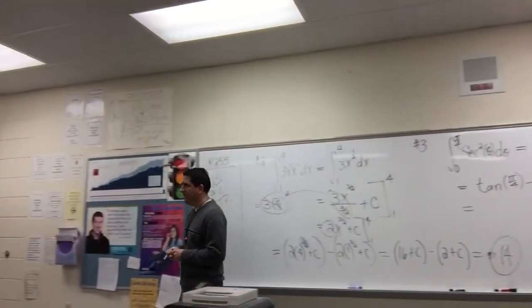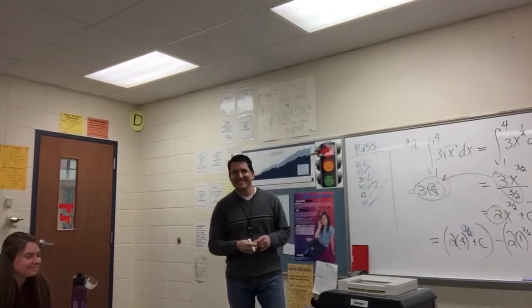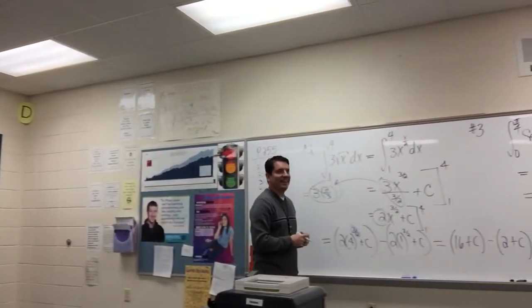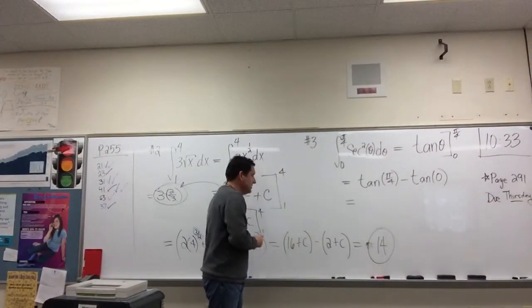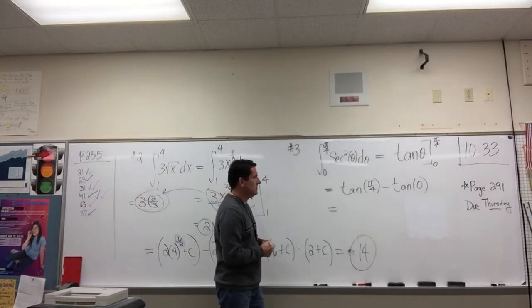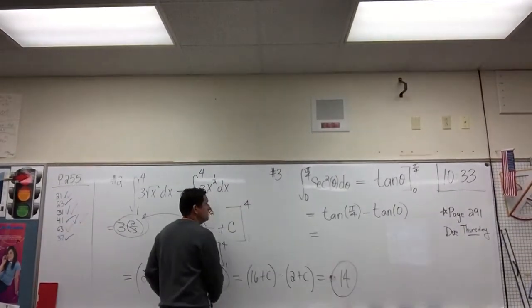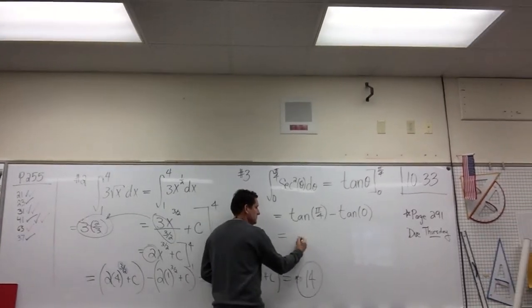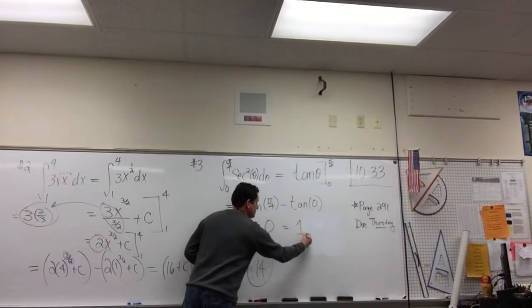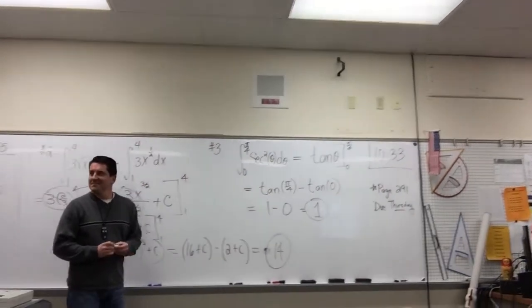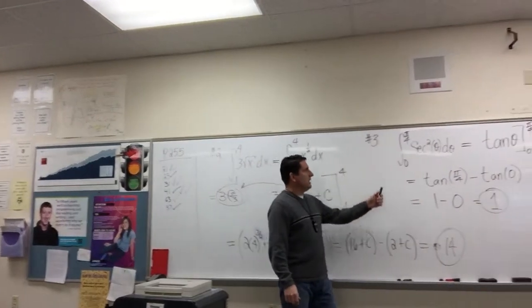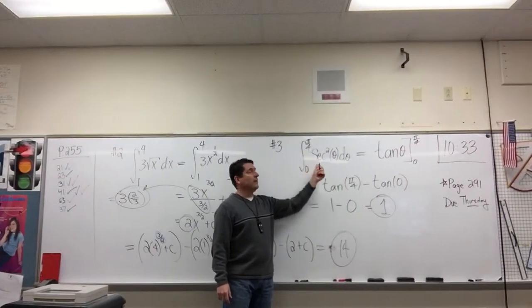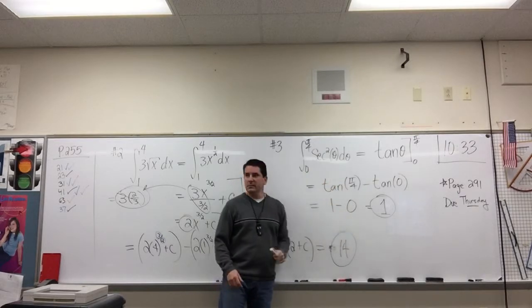Of course, we know our unit circles with tangents. Answer is 1. Okay. So the area under the curve from 0 to pi over 4 of the secant squared of theta is equal to 1. Okay, if we graph the whole thing, we'd see that.